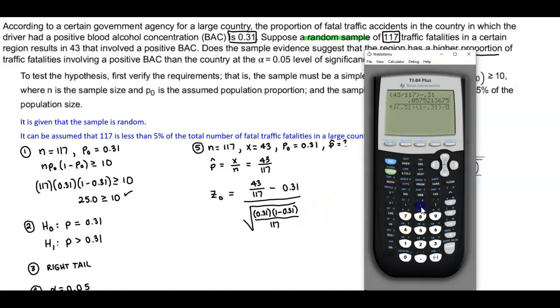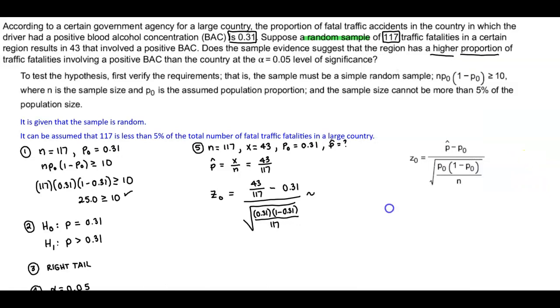and then put that in parentheses, 117, and then hit enter. And we get, let's put this to 3 decimals, 1.345. So this is approximately 1.345. So we're going to round that to 2 decimal places, 1.35. So therefore, there is our test statistic.